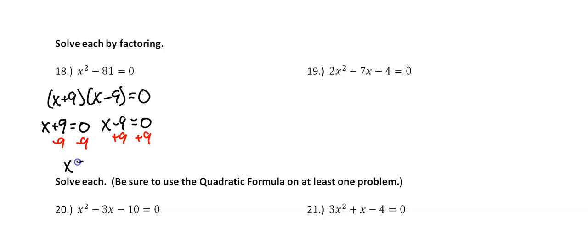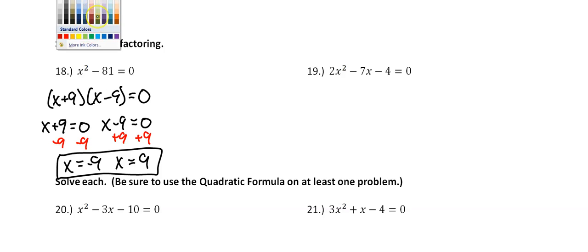And so I end up with x equals a -9 and x equals a +9. And I can leave it like that, that's fine. Or if I want to, I could write it as x equals plus or minus 9, it's the same thing, okay? This one I'm going to go ahead and build a bridge.